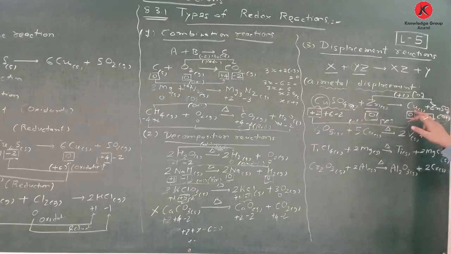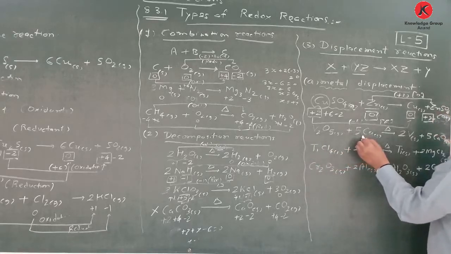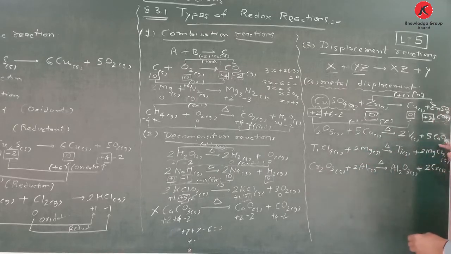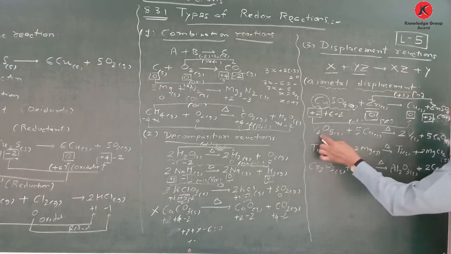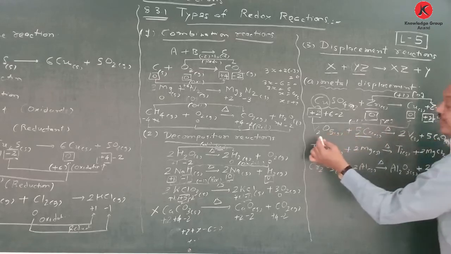But on the product side, copper is considered as a free state and ZnSO4, we can say, is converted in terms of compound. Another reaction: V2O5 solid plus 5Ca solid, with heat, gives 2V solid plus 5CaO solid. Just see the balancing of this reaction: Ca and O, therefore CaO, calcium oxide, is there, and 2V, vanadium.